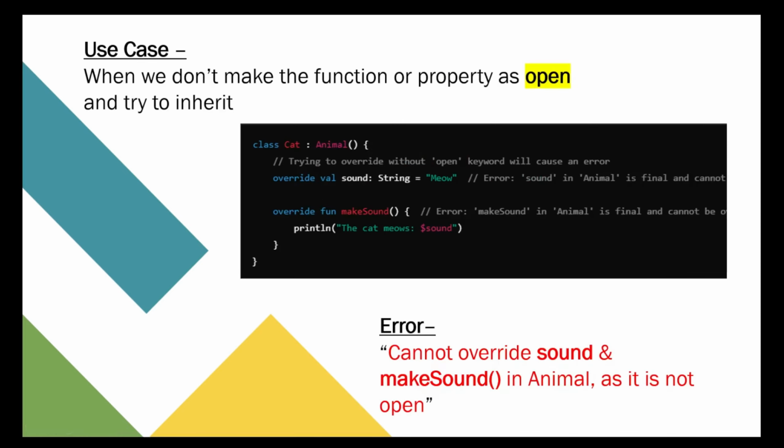However, if you don't make any of them open, that means they will be final in nature by default, and you won't be able to override them in the subclass, and you will get an error like sound in Animal or makeSound in Animal is final and cannot be overridden.